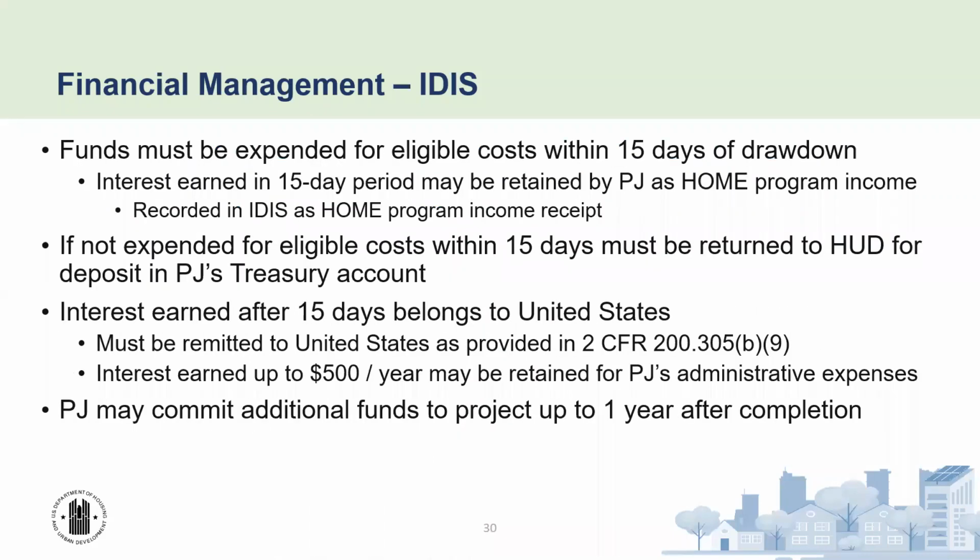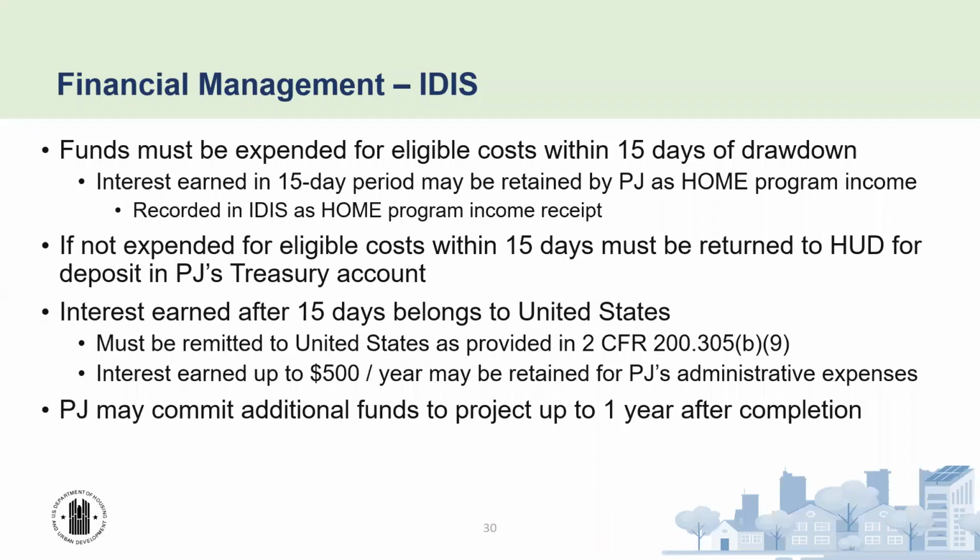Okay, continuing on with financial management and IDIS requirements for HOME-ARP. Like with regular HOME, funds drawn down from a PJ's HOME-ARP Treasury account must be expended for eligible costs within 15 days of drawdown. Any interest the PJ earns in that 15-day period may be retained by the PJ as HOME program income. Those funds would remain in the PJ's HOME-ARP local account and be recorded in IDIS as a HOME program income receipt.